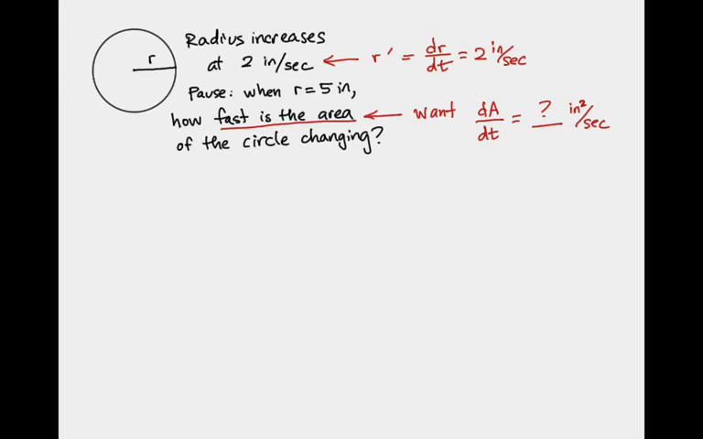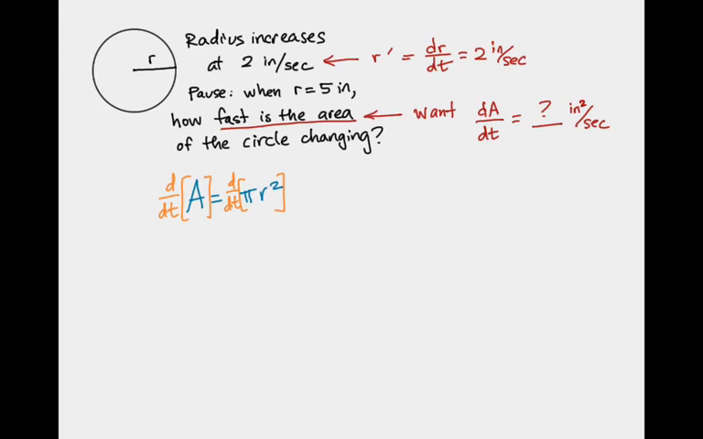How are we going to get the relationship between dA/dt and dr/dt? We're going to start off with an equation that we know that relates A and r, and then take its derivative using implicit differentiation. The equation that relates the area of a circle to its radius is A equals pi r squared. Then we use implicit differentiation to take the derivative of both sides, with respect to t, because that's what's down in the denominator.